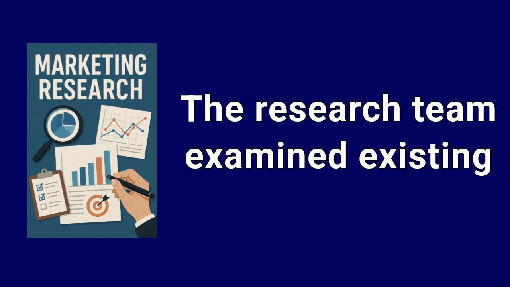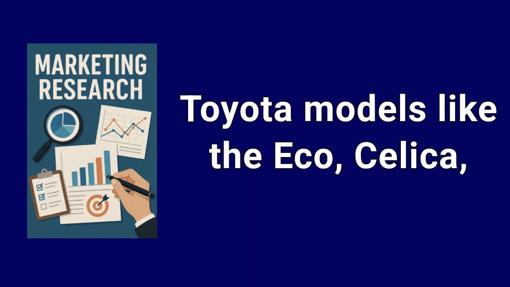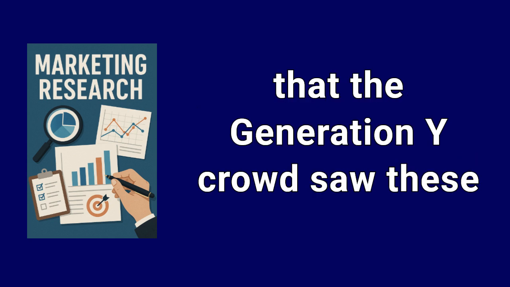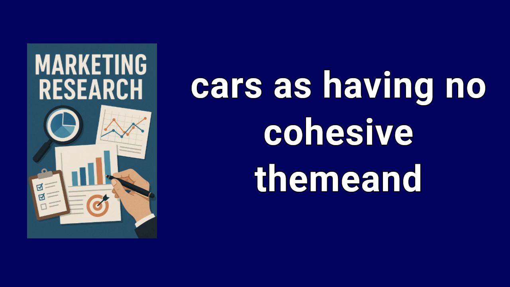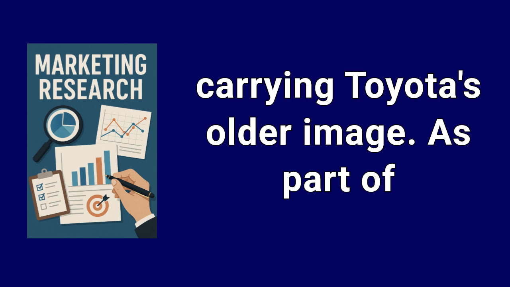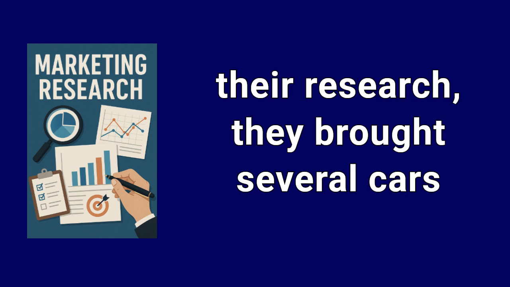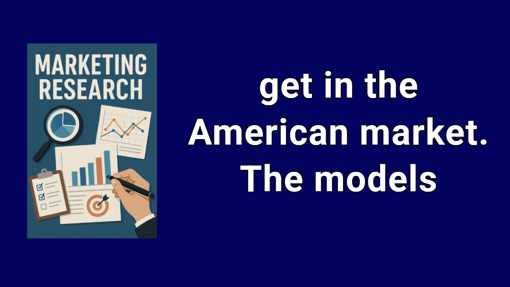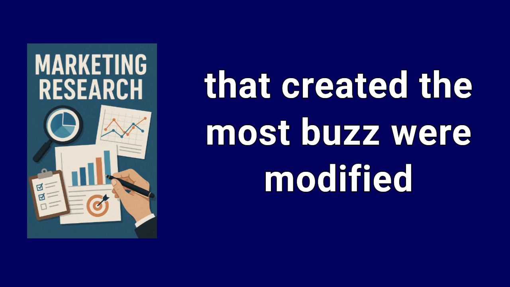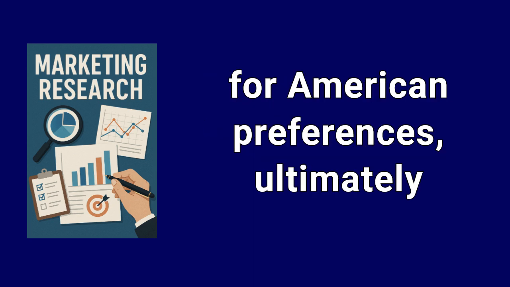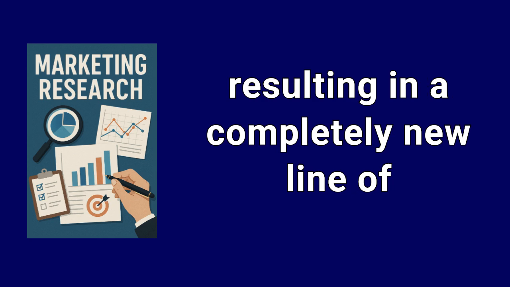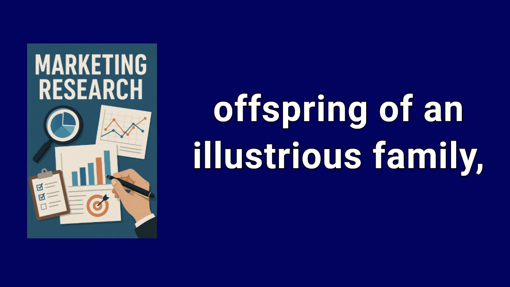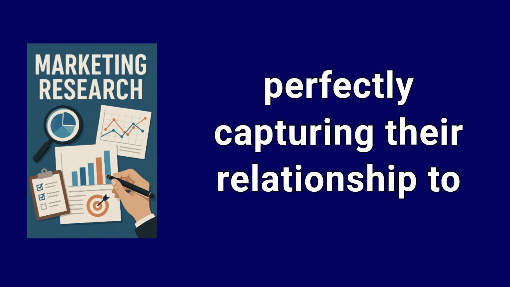The research team examined existing Toyota models like the Echo, Celica, and MR2 Spider, only to discover that the Generation Y crowd saw these cars as having no cohesive theme and carrying Toyota's older image. As part of their research, they brought several cars from Japan to see what reaction they'd get in the American market. The models that created the most buzz were modified for American preferences, ultimately resulting in a completely new line of cars called Scion, a name meaning offspring of an illustrious family, perfectly capturing their relationship to Toyota.